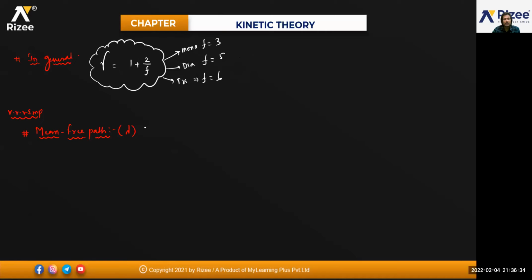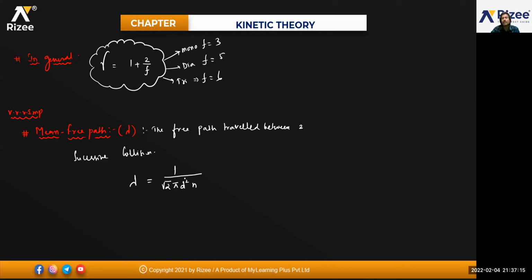I'll try. Mean free path means the distance between any two molecules which have been colliding when a gas is being filled in a container. So lambda is given by the formula: the free path traveled between two successive collisions, represented by lambda. Lambda is equal to 1 by root 2 pi into d square into n.